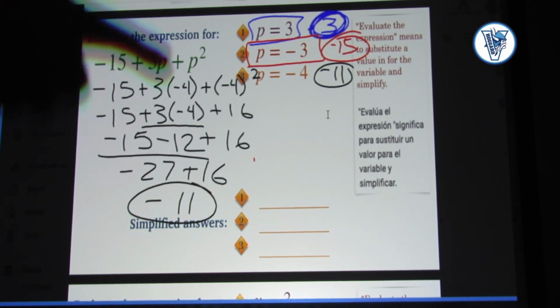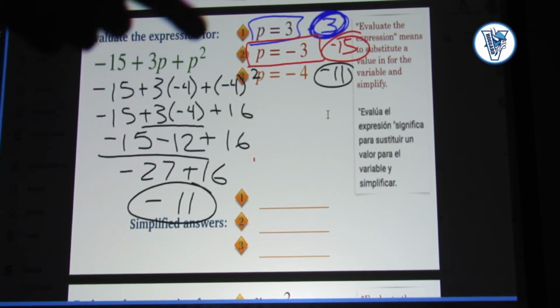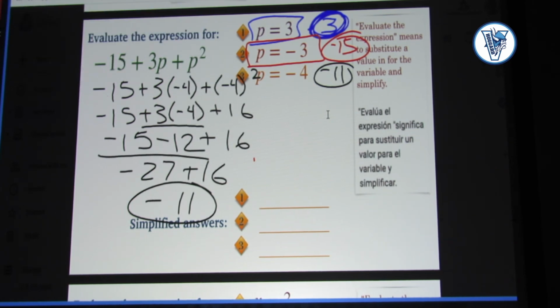Substituting the numbers in, you can do. And then if you use the calculator, you're pretty good with your numbers. You should get those numbers right every single time. Again, one thing at a time.